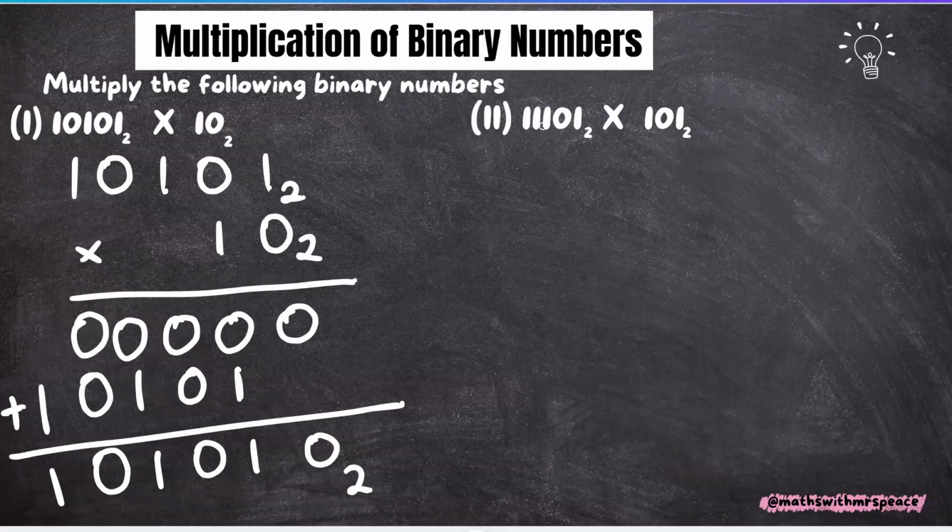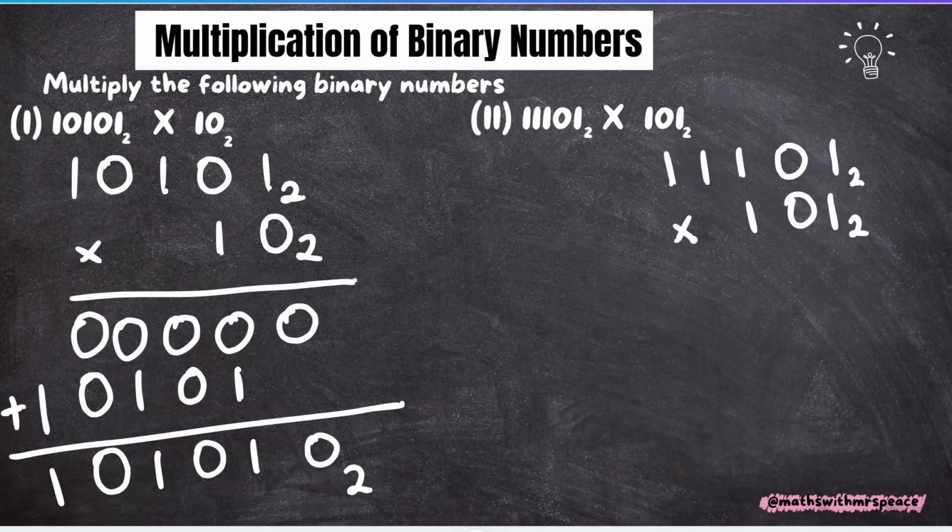But this time around, we have 5 digits multiplying by 3 digits. So I'm going to write out the numbers 1, 1, 1, 0, 1. We're going to multiply that by 1, 0, 1. And of course, they are both in base 2. So we are going to perform this multiplication just like we do our regular multiplication. We begin with the first digit here, and we're going to multiply through the first number.